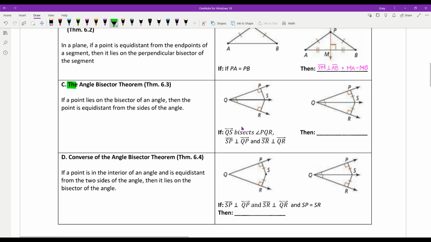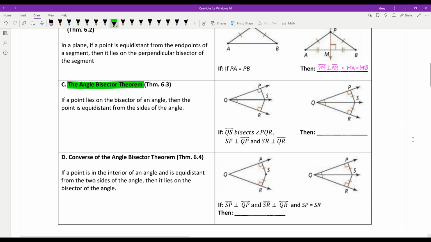Then we have our angle bisector theorem. That tells us if a point, in this case S, lies on the angle bisector, then we know that it's going to be equidistant. So in this case, when you look at it mathematically, it's on the bisector. QS bisects angle PQR, but they have to tell you it's perpendicular because that's what represents the distance from S to the sides of the angle.